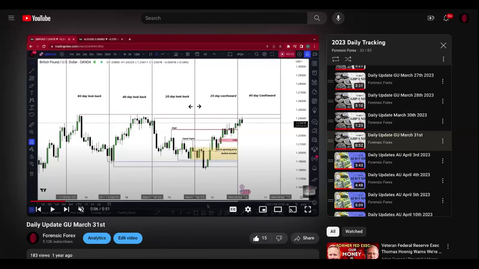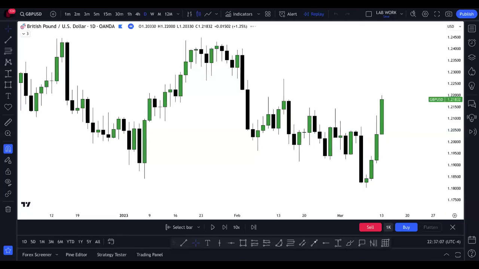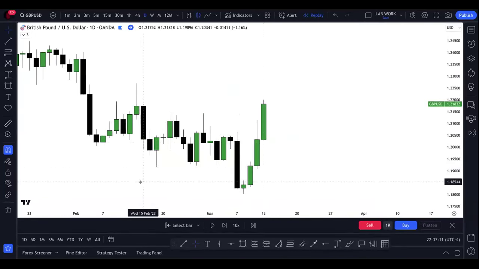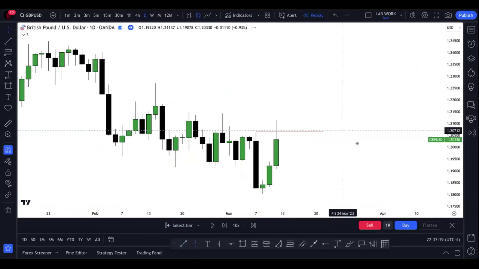And that bullish momentum starts here. That was where price was running those sell side liquidity, and this is where it runs back up. That bullish momentum started right here on this candle, right there on that day.